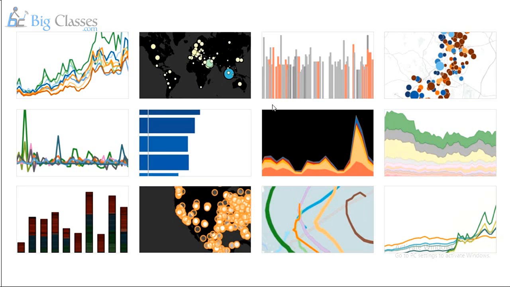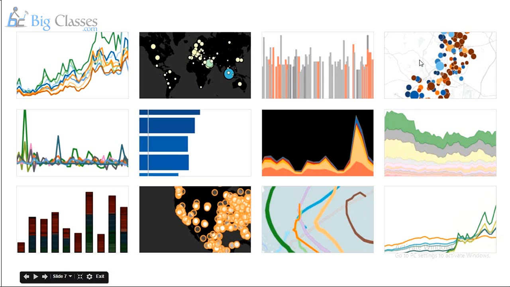Each graph will provide some information. This is a line graph. This is a geographical map. On top of the map, let's say the size of the bubble is the sales and the color of the bubble is the profit. The country that is here has the highest sales as well as profit.